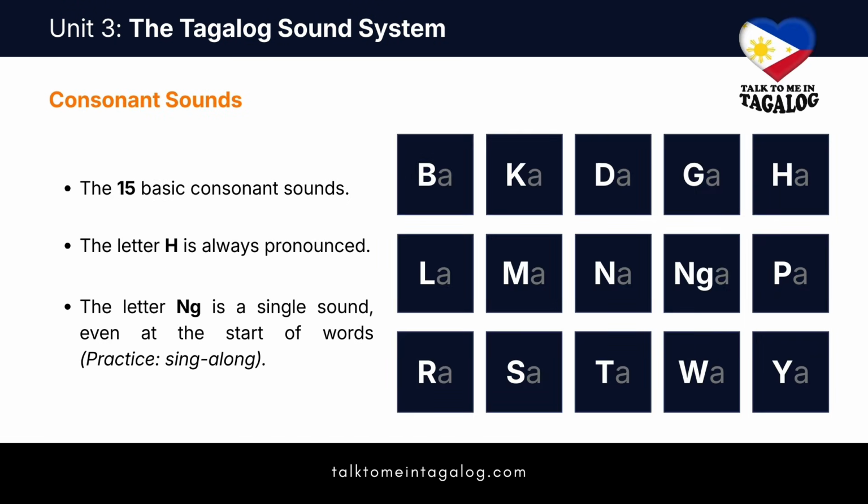Now that you're familiar with the vowel sounds, let's move on to the consonant sounds in Tagalog. Tagalog has 15 basic consonant sounds, and just like the vowels, these sounds are clear and consistent. As I read the consonants, focus on the sound you hear, not how the letters are written in English. Consonants are pronounced together with a vowel. Listen carefully, then repeat after me.